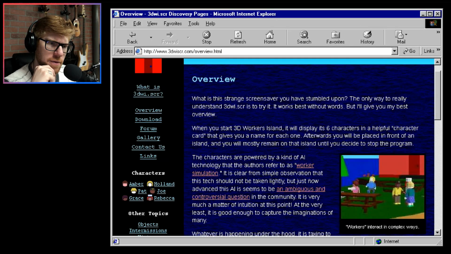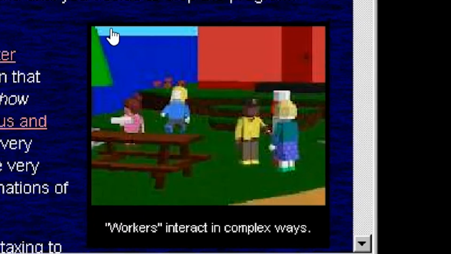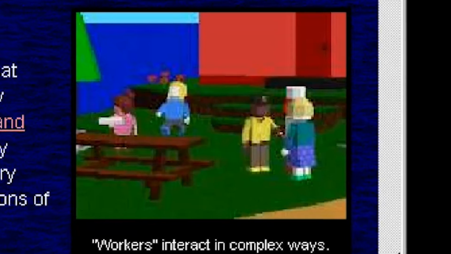Unless. Characters are powered by a kind of AI technology that the authors refer to as a worker simulation. It is clear from simple observation that this tech should not be taken lightly, but just how advanced this AI is seems to be an ambiguous and controversial question in the community. It is very much a matter of intuition at this point. What does that mean? At the very least, it is good enough to capture the imaginations of many. Workers interact in complex ways. Look at the 4 pixels that are in this screenshot.